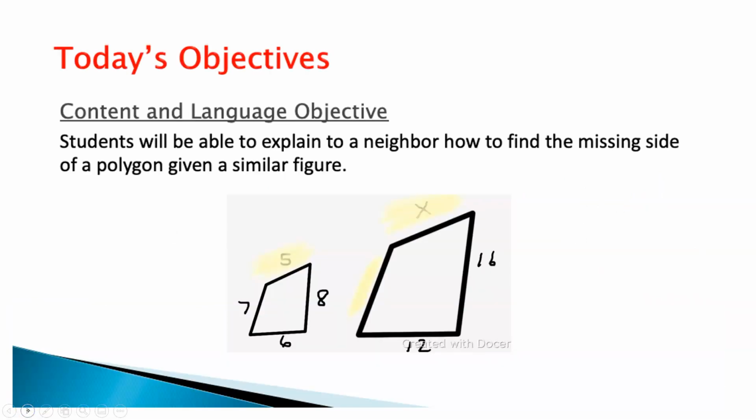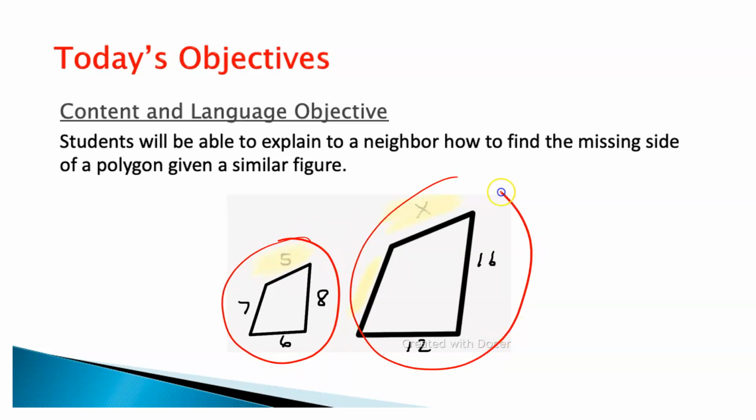Actually, before we can get into it, here is today's objective. Again, you're going to have similar figures, right? So again, you'll have an image that was dilated. So what we're going to do is use that understanding of similar images to find missing sides. For example, here we're going to be trying to find missing side X. We're going to be comparing the two similar figures.